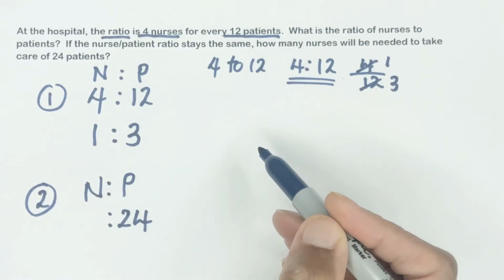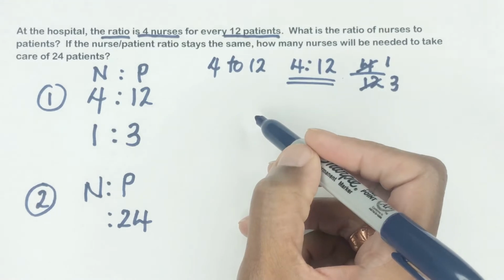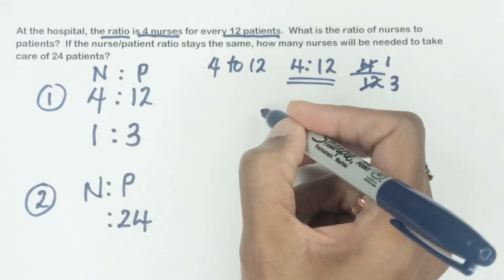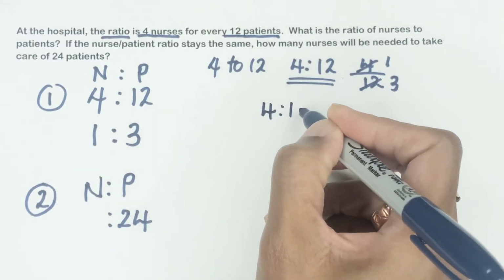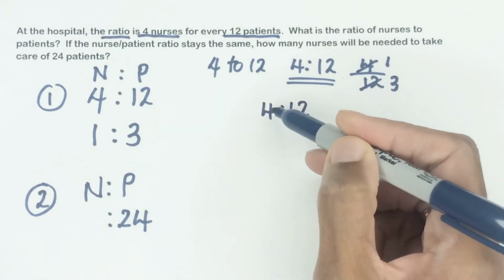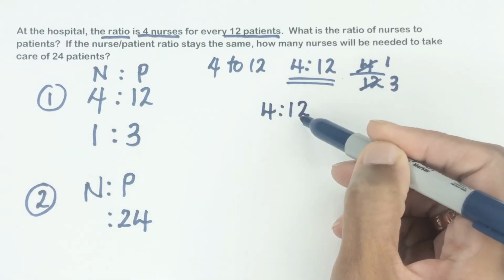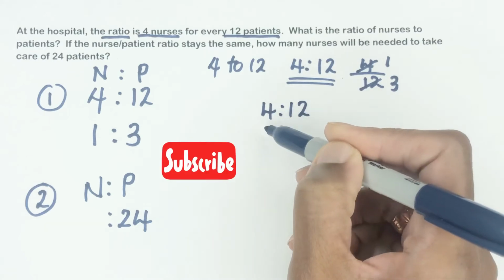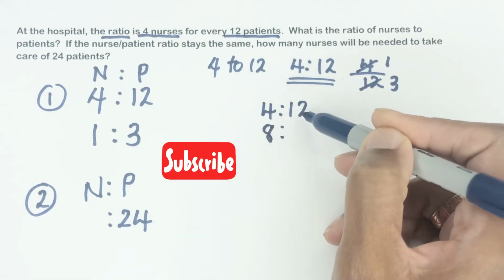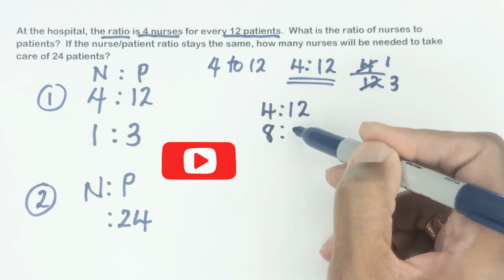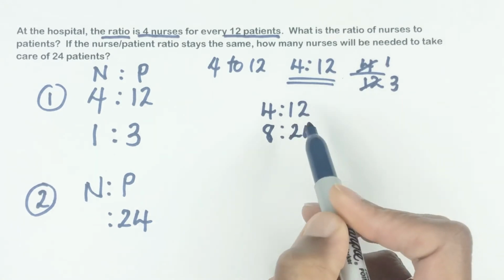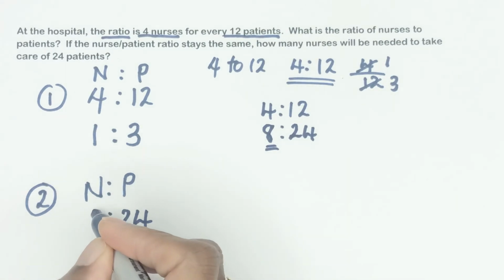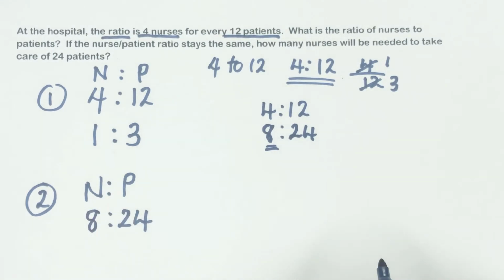Well, there are 2 ways to do this. The first way is if we keep the first ratio as 4 to 12, and we go along with the 4 times table on this side and the 12 times table on this side. What's the next number in the 4 times table? 4, 8. And what's the next number in the 12 times table? 12, 24. So here you can see already that we've got the answer. The answer will be 8 nurses to 24 patients.